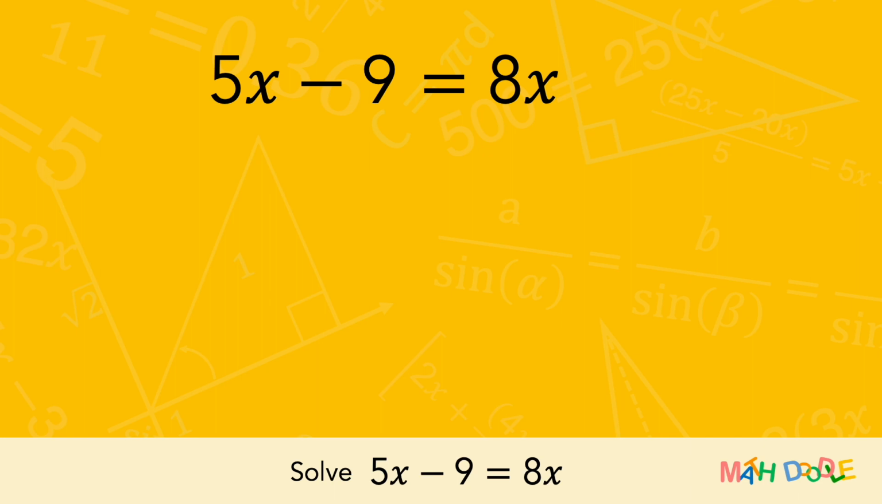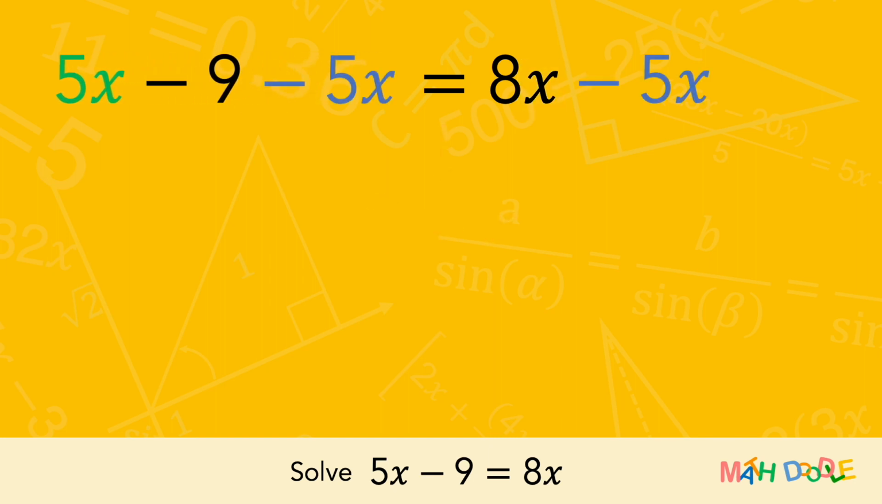Our goal in solving this equation is to find the value of x, which makes two sides of the equation equal. To do this, we are going to rewrite the equation so that one side of the equation has only x. So, let's first eliminate 5x on the left side of the equation by subtracting 5x.